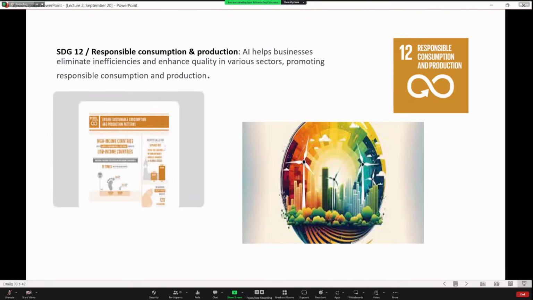Number 12, it's a question of responsibility: how AI helps modern business eliminate inefficiency, and how we can provide the best approach for various sectors to promote responsible production. It all depends on the economic process and on the industry, but we should live in a defended country.